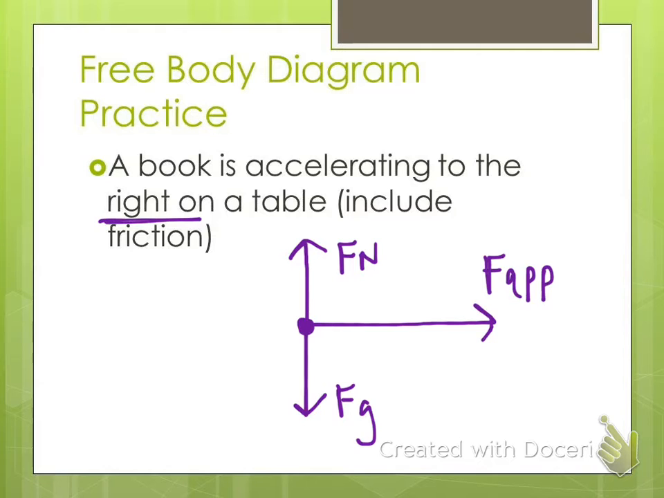If we know that our book is moving to the right, is our frictional force larger or smaller than our applied force? Smaller, right? If I am applying a force and I'm applying enough to overcome friction and accelerate it in the rightward direction, I have to have a frictional force that's smaller than my applied force. So we draw that proportionally smaller. And we label our frictional force as F sub little f.